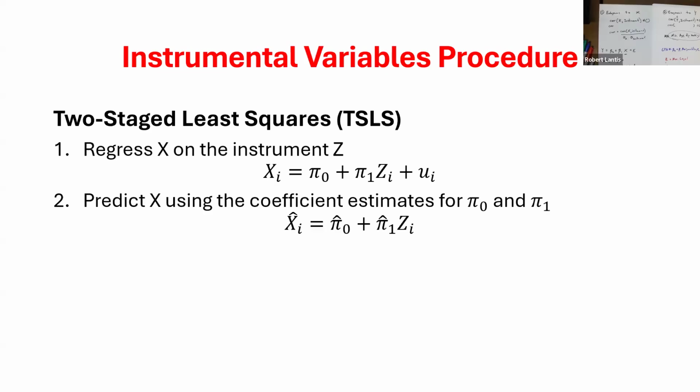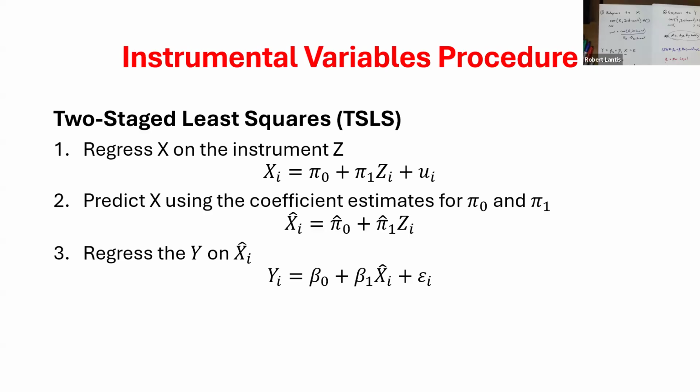Once we obtain those predictions, we're then going to include them in what we call our second stage. So instead of using the actual values for X in our second stage regression, where we initially wanted to know the impact of marijuana usage on GPA, we won't use the actual marijuana usage in our data. We'll use the predicted marijuana usage that came from our first stage regression.